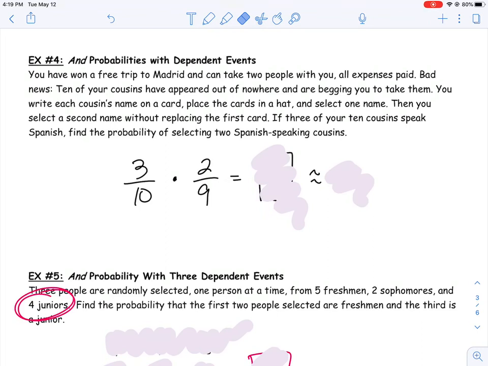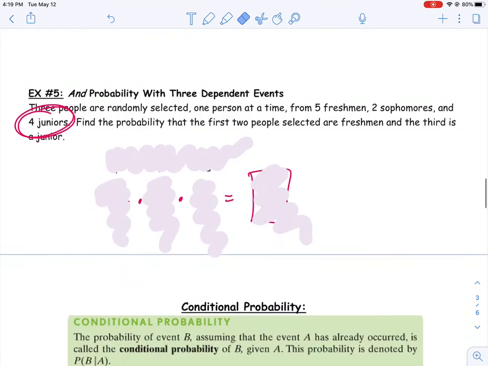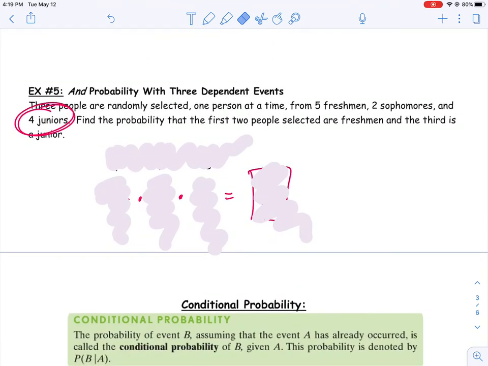So to figure out the probability of picking 2 cousins that speak Spanish, you're going to do 3 out of 10 times 2 out of 9. Final answer reduced would be 1/15, or you could say 0.07, a 7% chance that both those cousins will speak Spanish. Here's another one. Example number 5 says 3 people are randomly selected, 1 person at a time, from 5 freshmen, 2 sophomores, and 4 juniors. Find the probability that the first 2 people selected are freshmen and the third is a junior.